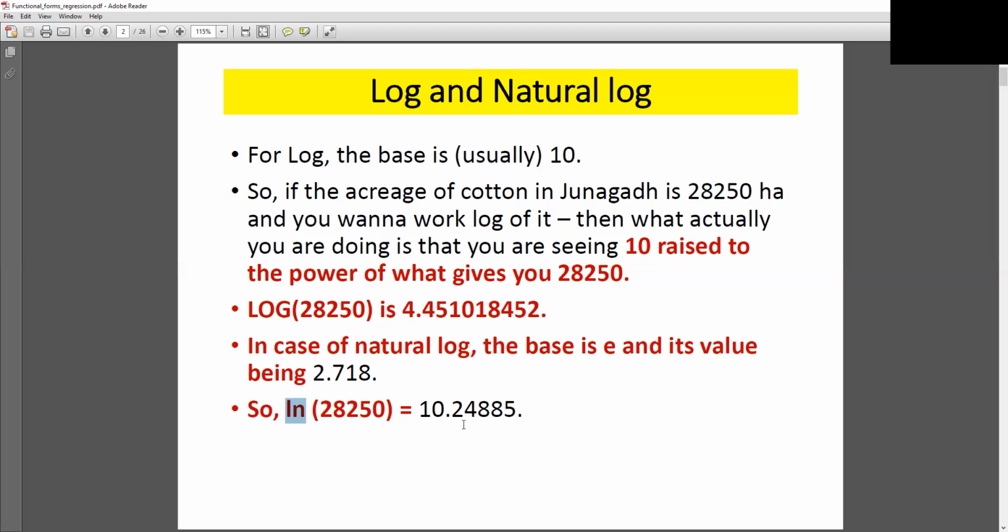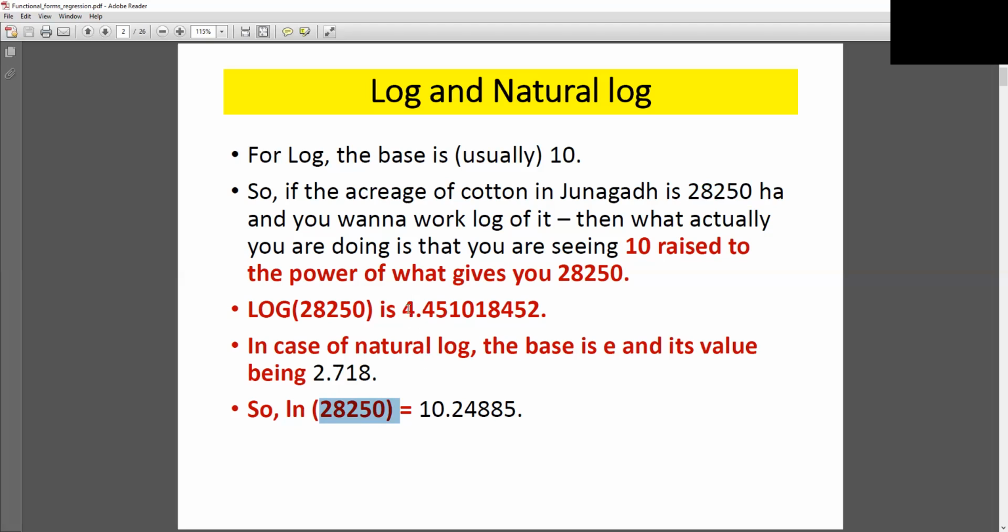Are you getting it? Then you can also take anti-log of it. If you want to take anti-log in Excel, in the case of natural log, you can go for EXP, exponential. So in Excel, you type equal to EXP of 10.24885 and it will give you this number. In the case of log, there you have to mention the base. The base has to be mentioned. So then how will you take the anti-log of this? Whereas in the case of natural log, you're going for EXP.